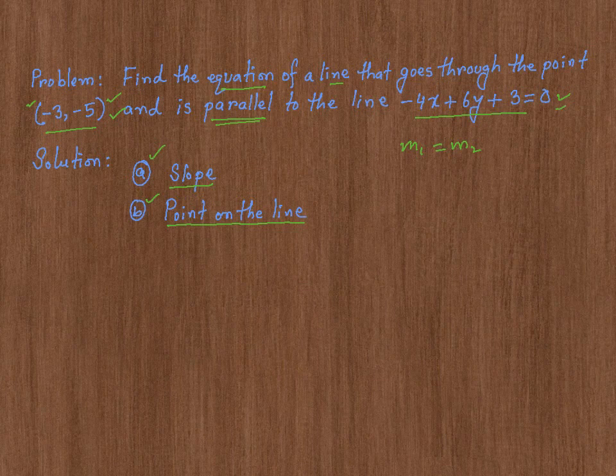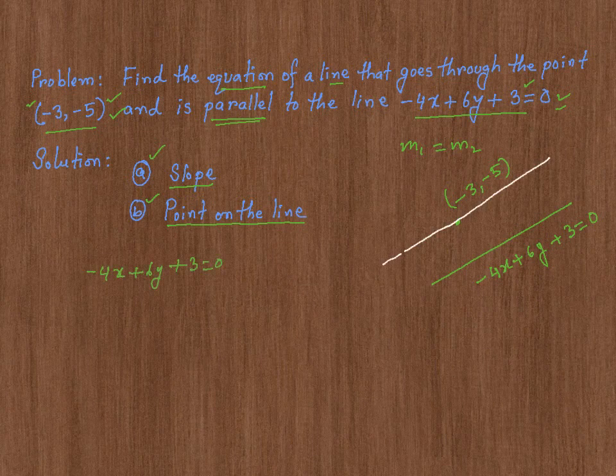I'm just going to sketch this. So let's say this is my negative 3, negative 5. Please keep in mind this is just a sketch. It's not an actual thing. Okay? So I'm looking for a line that's going to go through this point, negative 3, negative 5, and it's going to be parallel to this line. Let's say this line goes like this: negative 4x plus 6y plus 3 is equal to 0. And our desired line is going to be something like this, which is going to be going through this point, and it's going to be parallel to this one.